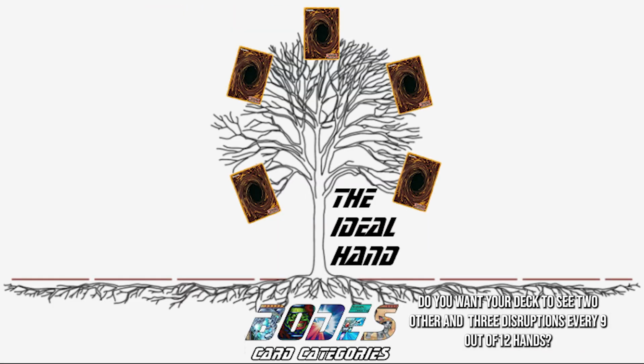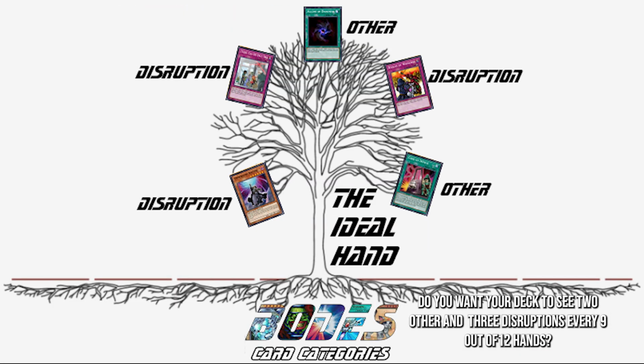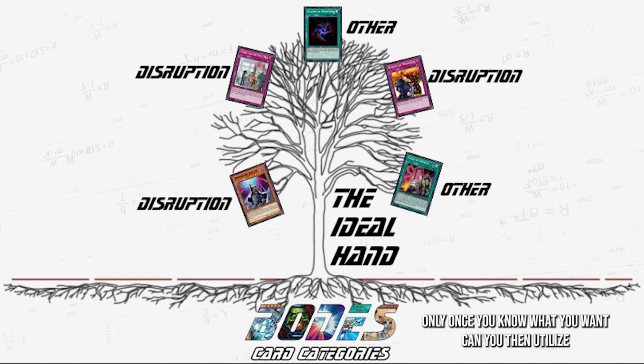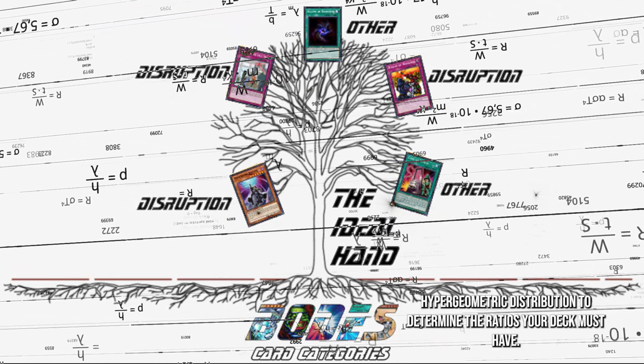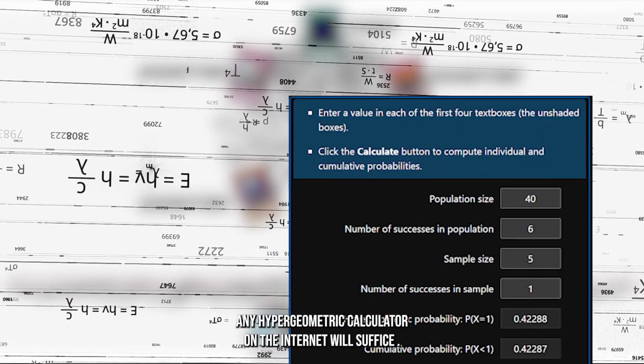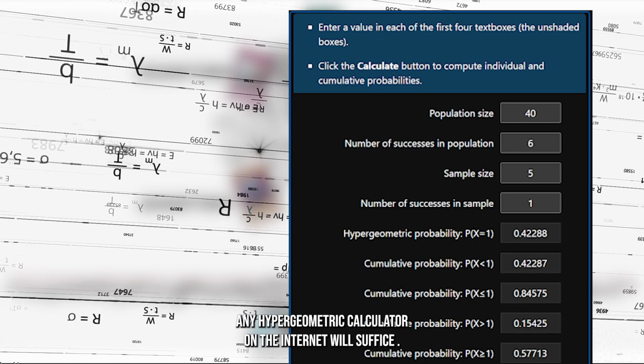Do you want to build your deck to see 2 outs and 3 disruptions every 9 out of 12 hands? Only once you know what you want can you then utilize hypergeometric distribution to determine the ratios your deck must have. Any hypergeometric calculator on the internet will suffice.